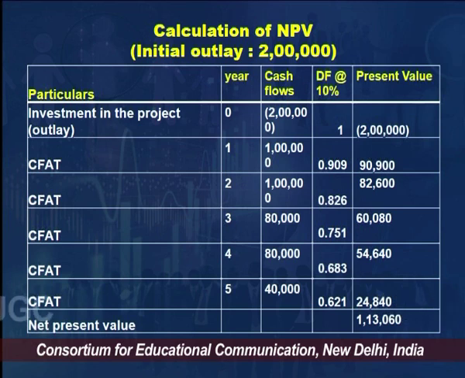If we sum up all these present values of cash flows after tax and subtract the initial outflow of 2 lakhs, the difference is 1,13,060, which is our net present value, which is positive. So, based on the net present value technique for the given case, it is recommended to accept the project. If the same value had been negative, we would have recommended not to accept the proposal. I hope you could make a difference between the two cases.